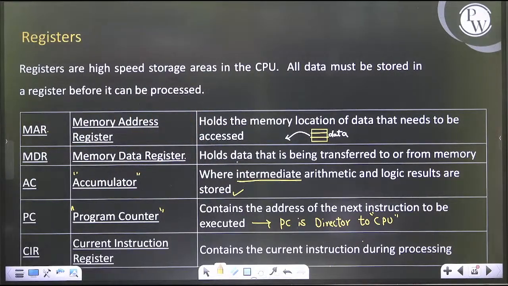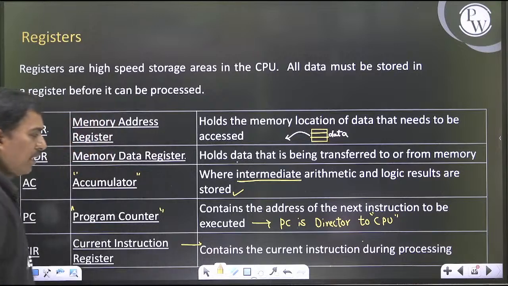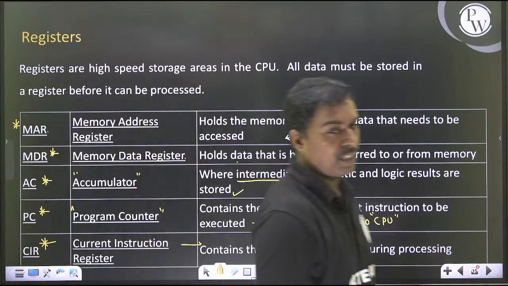Next, CIR means current instruction register. This current instruction register contains the current instruction during processing. All of you noted? I have clearly given MAR, memory address register; MDR, memory data register; AC, accumulator register; PC, program counter register; CIR, current instruction register. Everyone write it down.